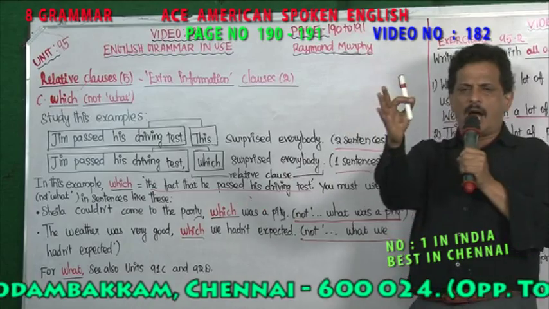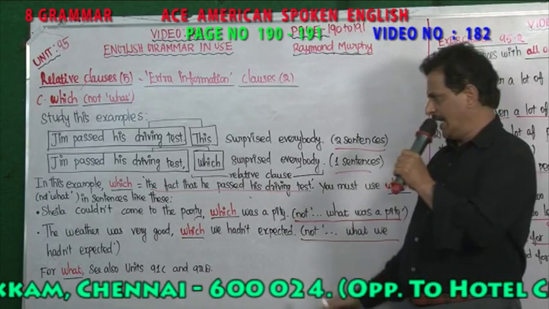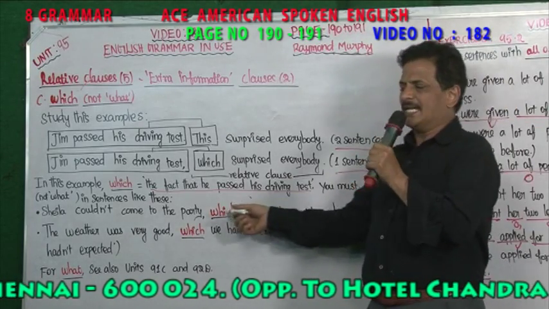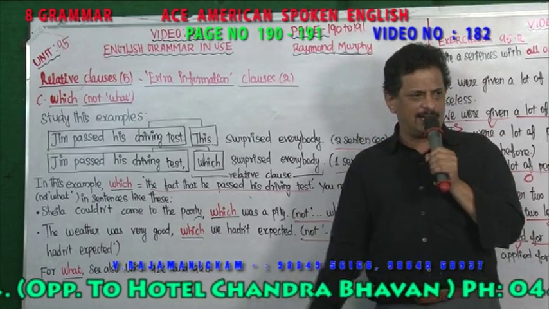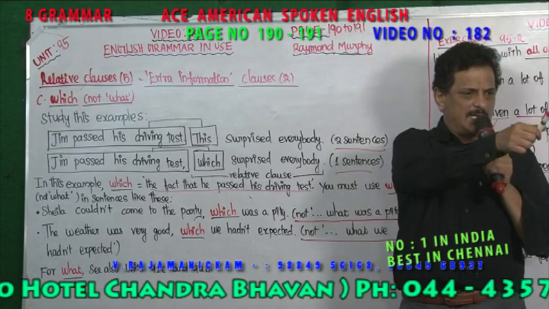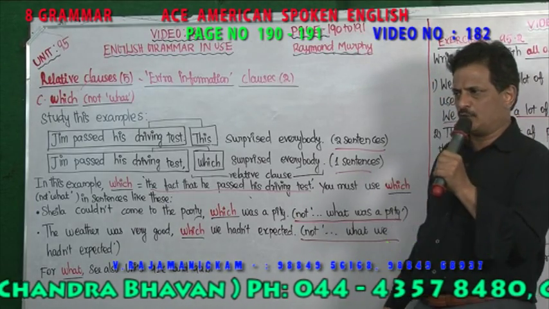Sheila couldn't come to the party. ஷீலா, அவளால் விழாவுக்கு வர முடியவில்லை, which was a pity. இது ஒரு ரொம்ப சோகமான ஒரு நிகழ்வு. இந்த which என்பது எதை குறிக்கிறது? ஷீலா விழாவுக்கு வர முடியாத நிகழ்ச்சியை பற்றி சொல்லுகிறது.